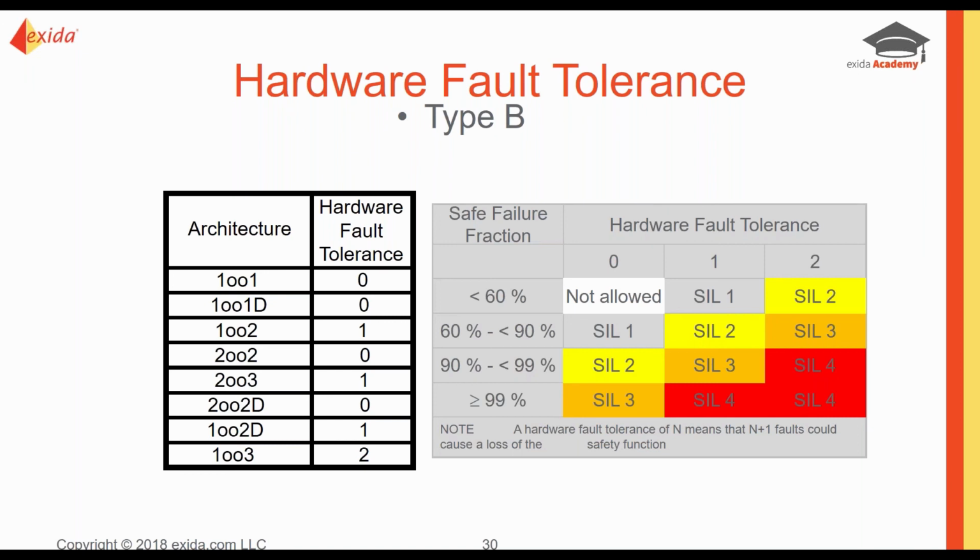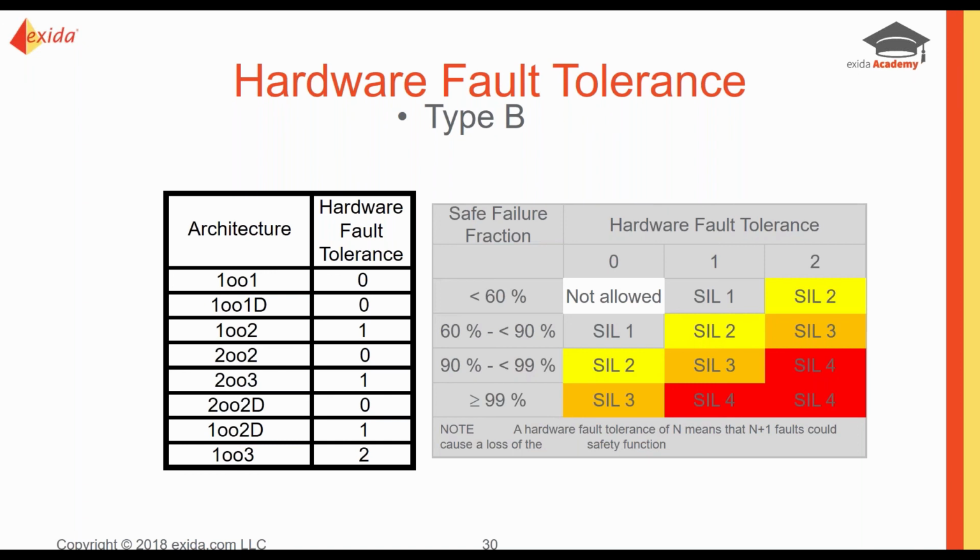However, if you need a SIL 2 application, you have a hardware fault tolerance of 1. So you no longer have an option to do a 1 out of 1. You now have to graduate to a 1 out of 2 or a 2 out of 3. And if you need a SIL 3 at that 75%, you have a hardware fault tolerance of 2. So you are going to need to use a 1 out of 3.